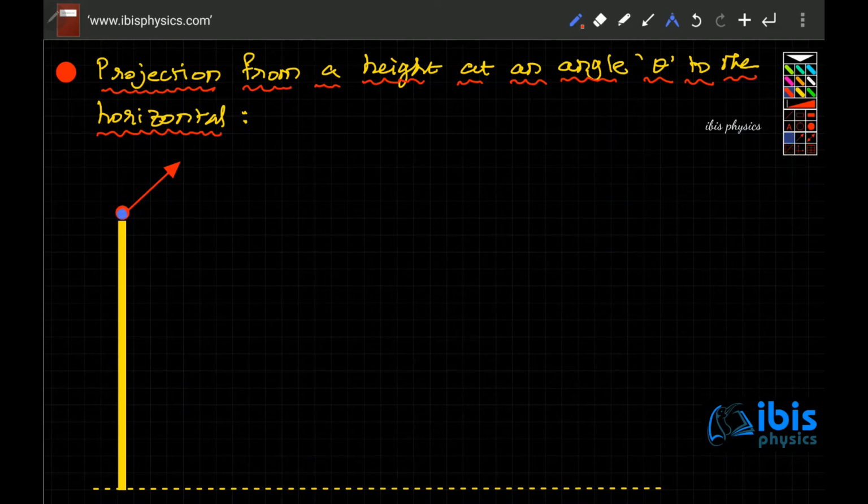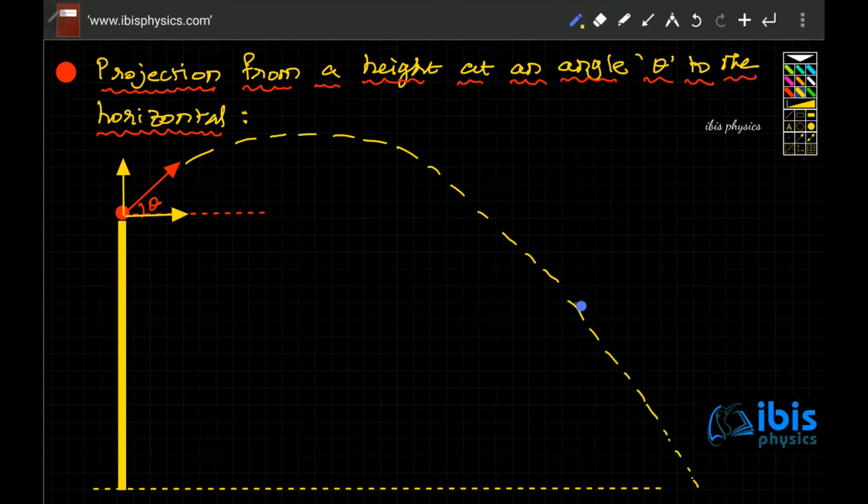Suppose this is a horizontal direction and you are projecting at an angle theta to the horizontal. If this angle is theta, this projectile's velocity can be resolved into two components. If this is u, as usual, we know this will be u cos theta in the horizontal direction. This will be u sin theta in the vertical direction. The path of the projectile will be like this. It will come and fall down. So we are going to find out what is its velocity after t seconds.